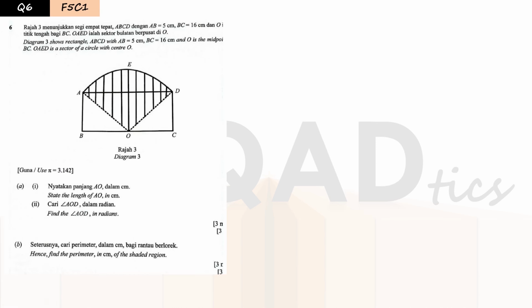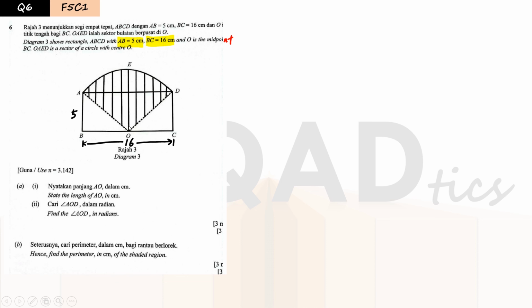Question 6, going back into circular measure. So there's a few pieces of information describing the diagram here, so let's go through them one by one. We have a rectangle here, ABCD. Then they gave us the measurements of the lines. So AB here is 5 cm, BC here is 16 cm, and it also says that O is the midpoint. So this is the midpoint of BC.